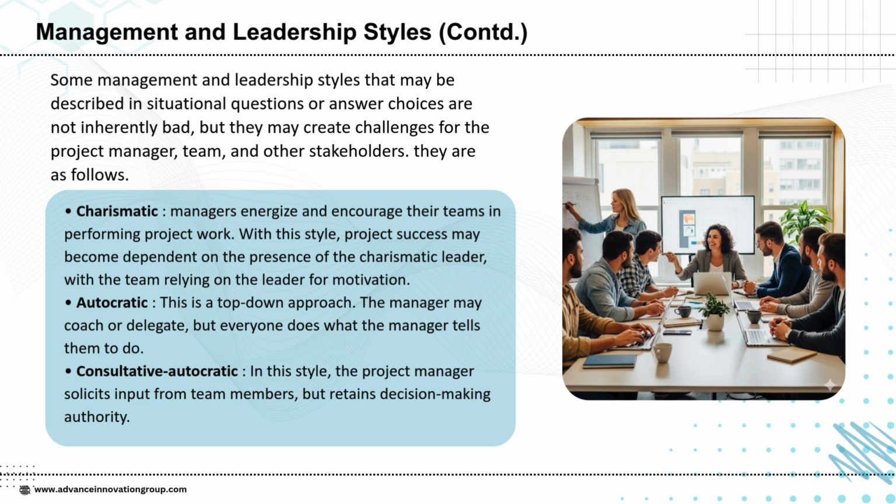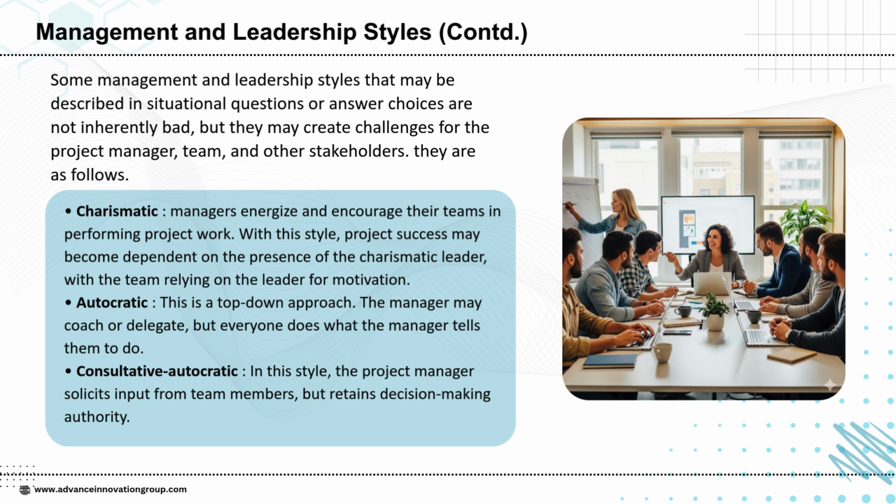Another is the autocratic style, which is a purely top-down approach. In this style, the project manager makes the decisions and directs the team, while the team members simply follow instructions. Although this can provide clarity and speed in decision-making, it often reduces creativity, collaboration, and team ownership.